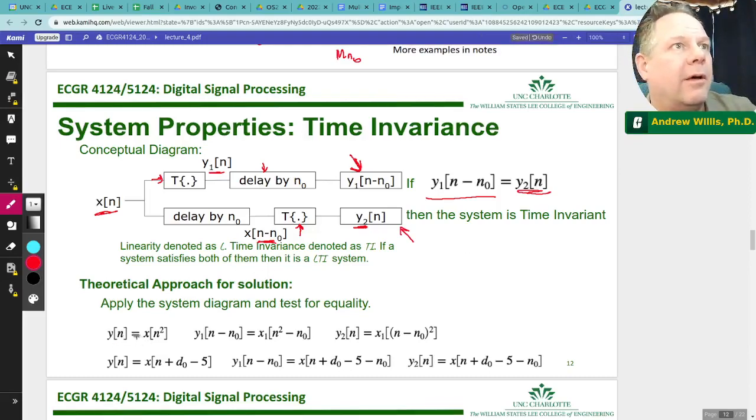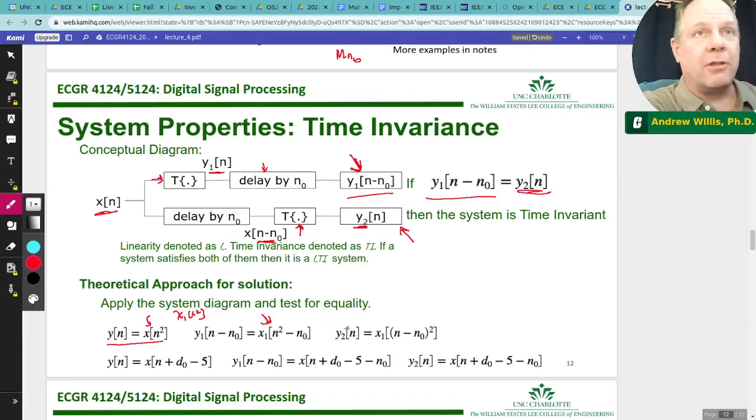So applying that to this system here, we put x into the top, x of n goes in, and the system actually squares the value of n. So x of n goes in, we apply the system, and that gives us x1 of n squared. Then we delay by n naught, and we get x1 of n squared minus n naught. So this y1 of n minus n naught corresponds to the top branch.